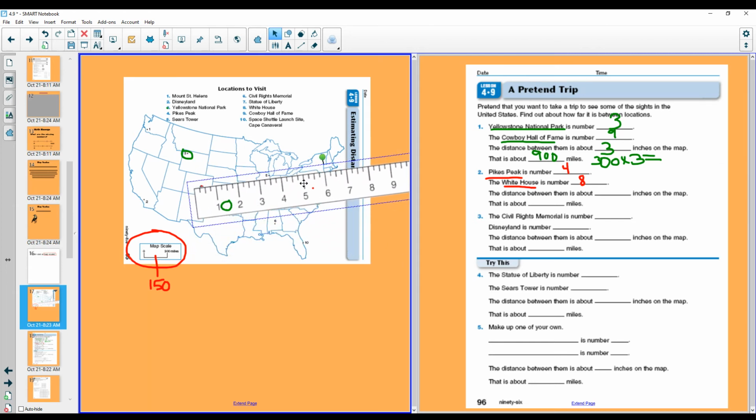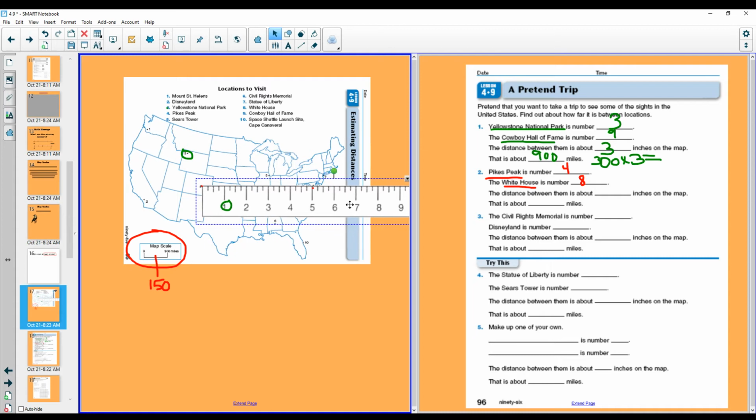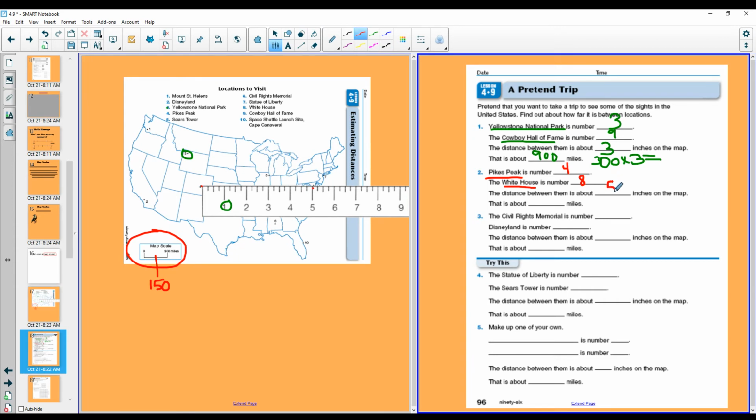And you're probably faster at this than I am. All right, let's see. Oh, there we got it. All right, look at that. It's about 5 inches. Okay, that one was tricky for me. 5 inches. Okay, now remember that each inch is 300.